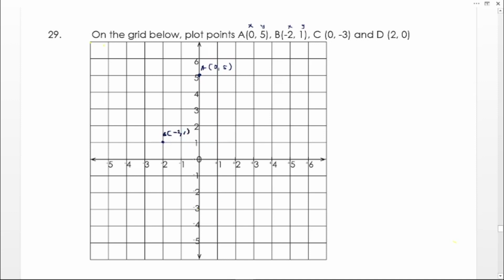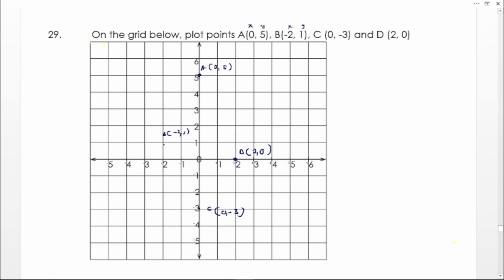Then C is 0. Then on y-axis, this is 3. So this is point C, which is 0, -3. Then D is 2 and 0. We don't go up there. So 0 means that don't go up there. So this is our point D, which is 2 and 0. So 0 and 5 is there.